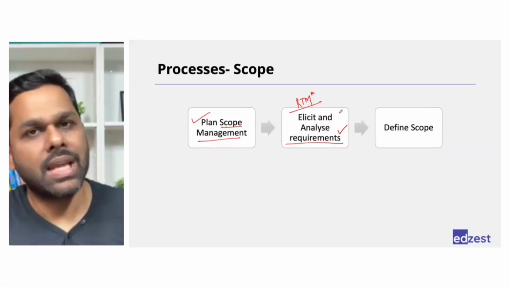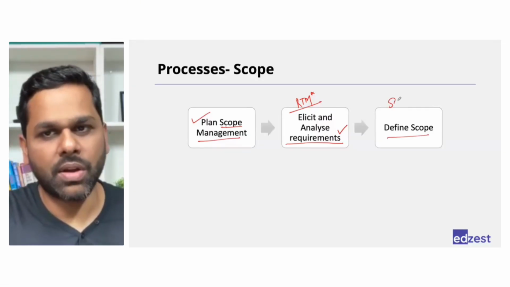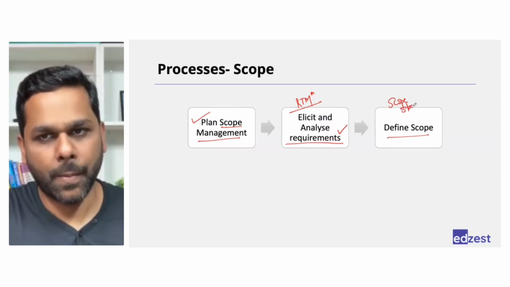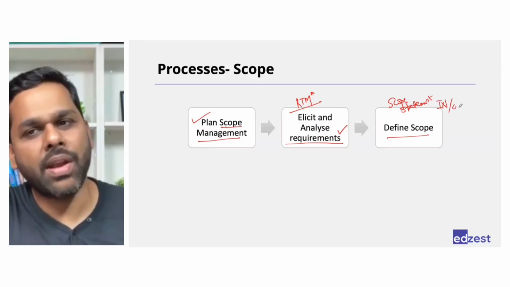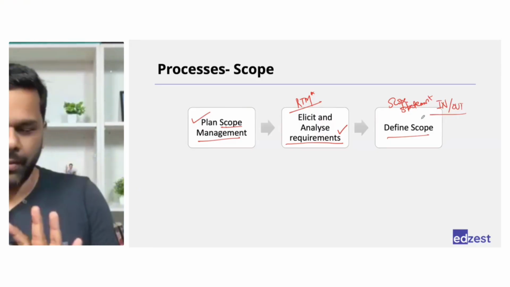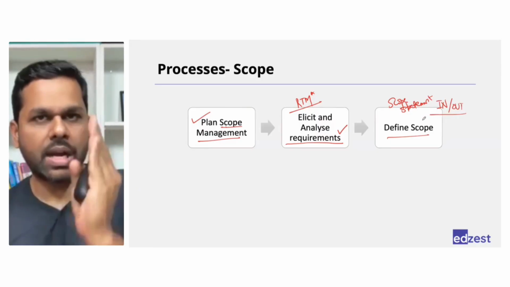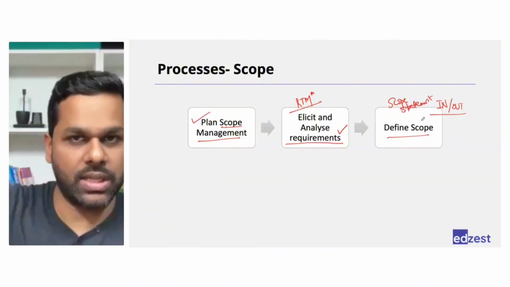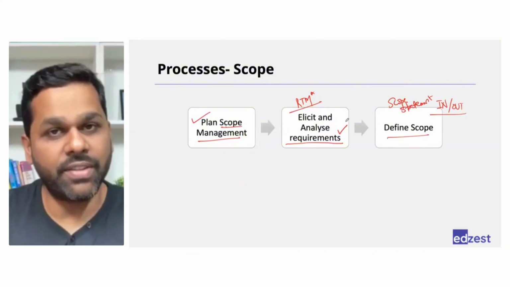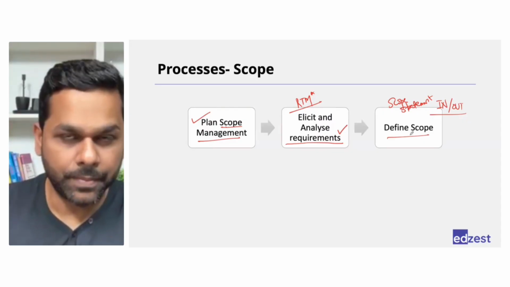Okay. Then you define the scope, where you create something called scope statement. Right? Scope statement basically tells us what is in the scope and what is out of scope. Both must be mentioned, so that there's a very clear understanding about what type of work we are supposed to do in this project. Right? These are all very, very specific to a particular project.